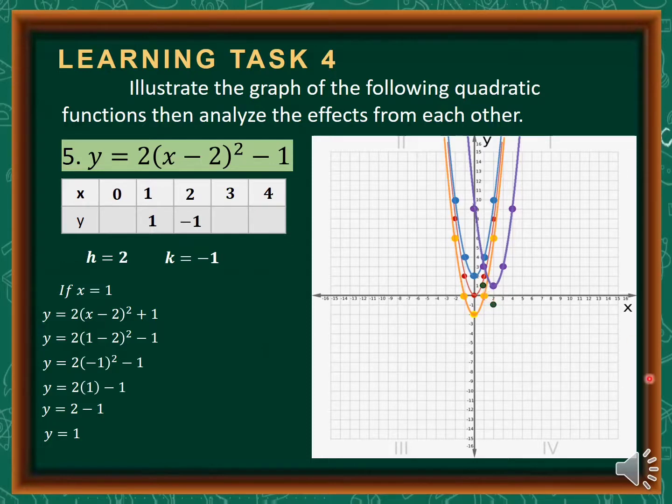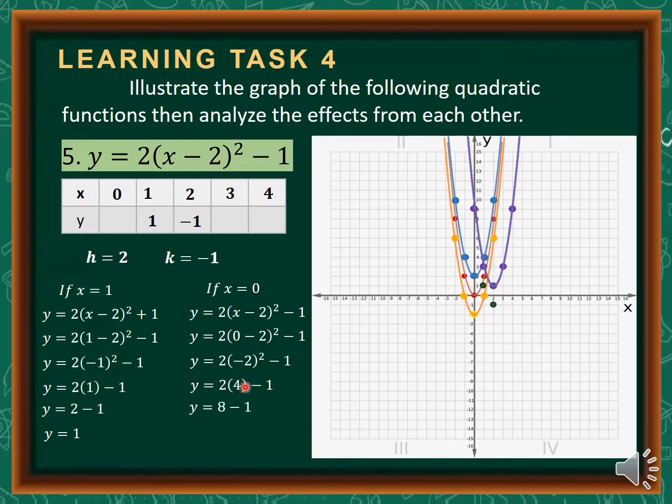How about if the value is 0? We substitute natin. 0 minus 2, negative 2. Negative 2 squared, we have positive 4. 4 times 2, we have 8 minus 1, we have 7. If x is 0, y is 7. Ayun, andito siya. No? Kasi ang x natin ay 0.